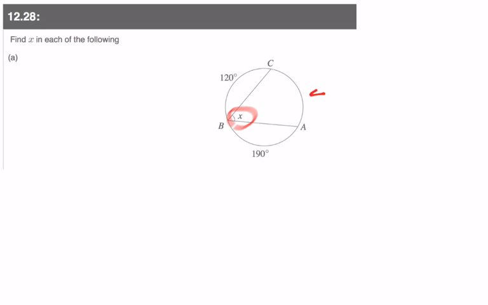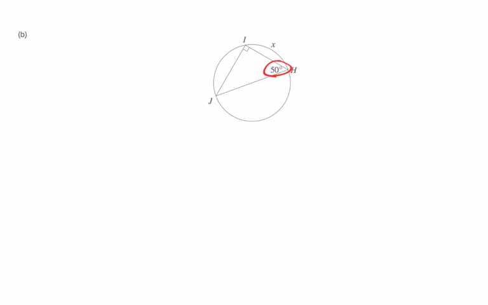Since it's an inscribed angle, whatever we get, we have to divide that by 2. So the measure of the arc that's opposing to that will be this: 360 minus 190 minus 120. Then we realize that 50 is the measure of the arc that we see. So we have to get the half of that, which is 25. All right, let's move on to the next question.